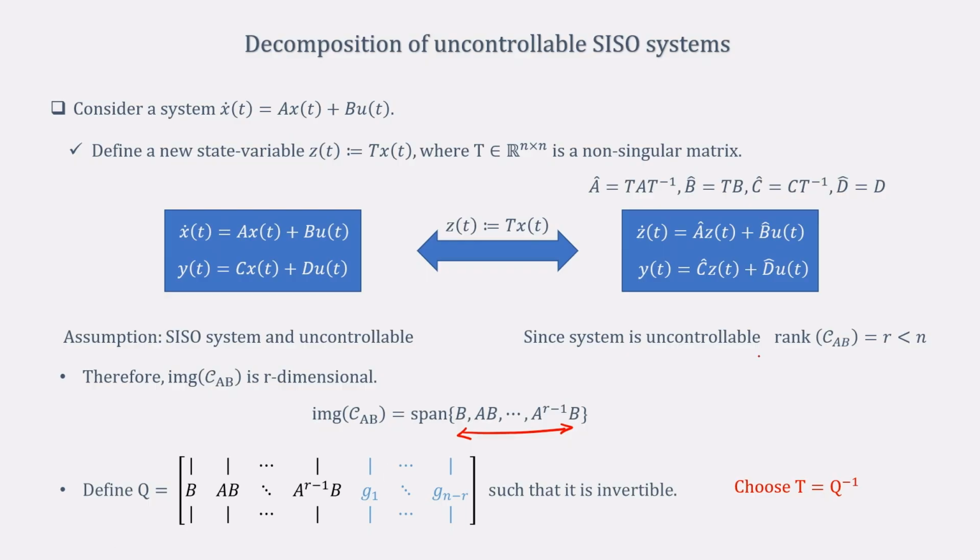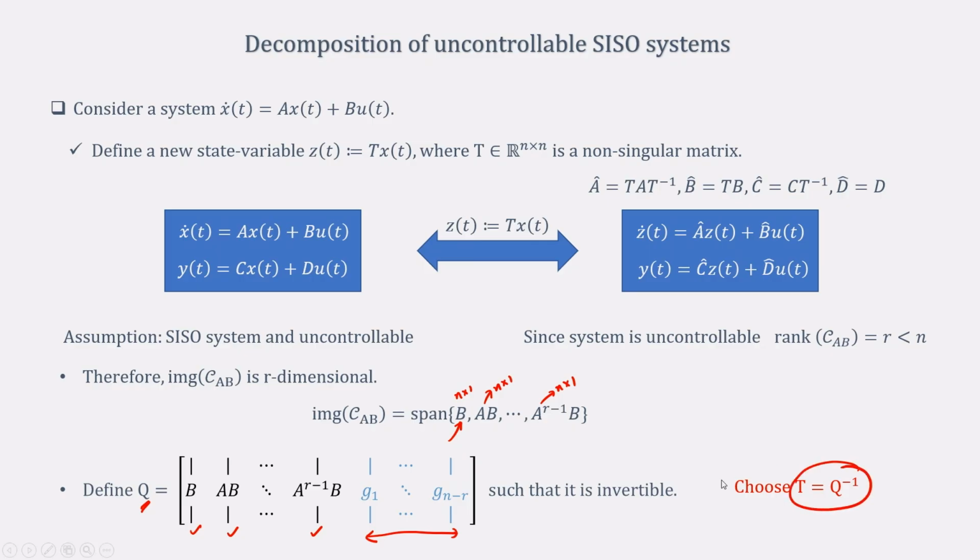If what can be proven? If the rank of the controllability matrix is equal to r, then B, AB, up to A to the power of r minus 1 B will be linearly independent. This can be proven. And remember, these are n cross 1 column vectors. So, I have collected r number of column vectors. I take those r column vectors, and then to that I append n minus r more columns such that Q becomes invertible. Remember, Q is a square matrix here, and then I choose T equal to Q inverse.